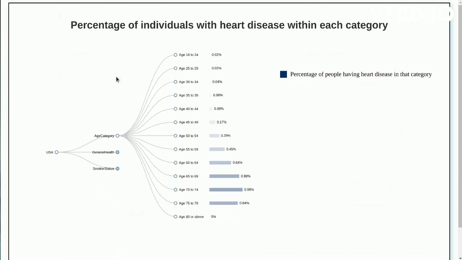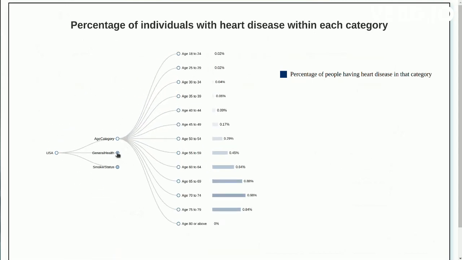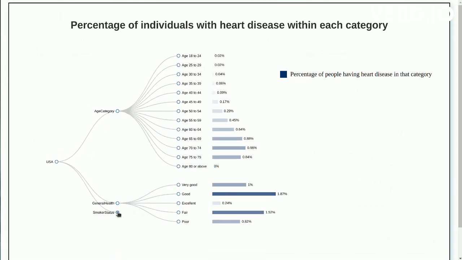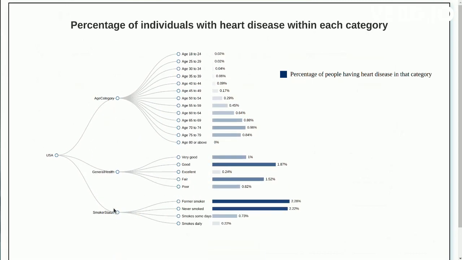For each category we have different values and for each value we have a bar graph here. The darkest color indicates the highest percentage of people having heart disease in that category.